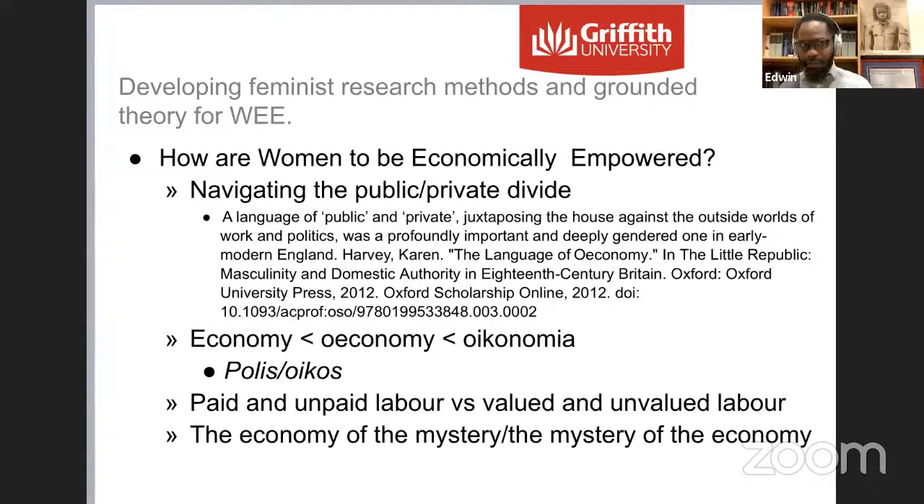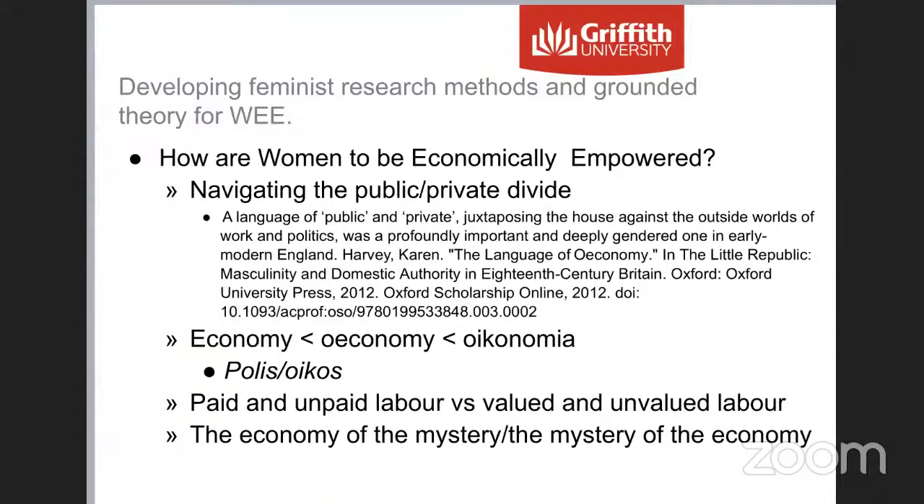Okay, this divide is fundamental. It's fundamental to all our laws, to all of our politics. And if there's going to be any empowering, we need to think through how this divide operates in ways that are inimical to the interests of women. Okay? And one way, if we narrow down to economic empowerment, is the distinction between paid and unpaid labor versus valued and unvalued labor.